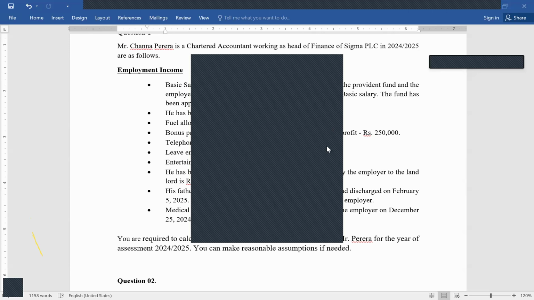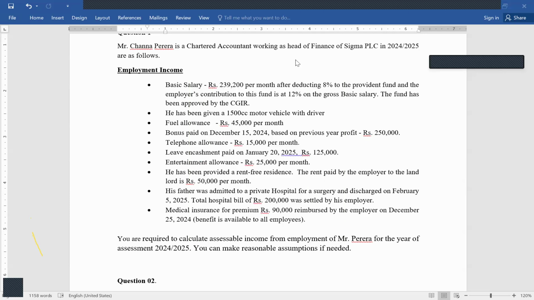Okay, I think you can understand. So then the last one, medical insurance premium. Yes, this is uniformly applicable to all employees in that organization. So because of that, this is tax exempt. If this is not applicable to all employees in that organization, it is tax liable.